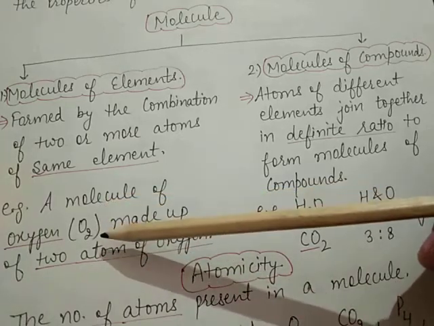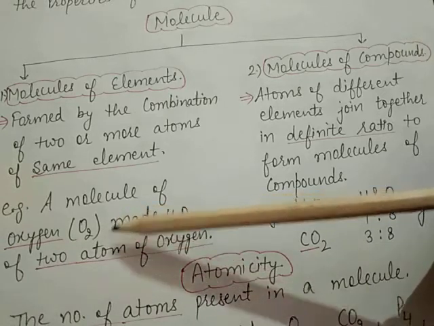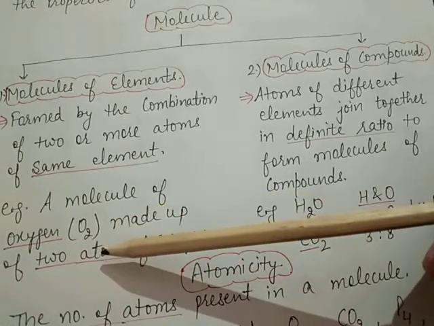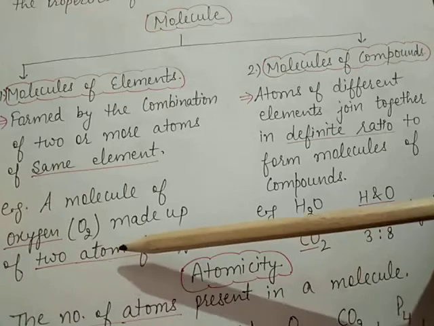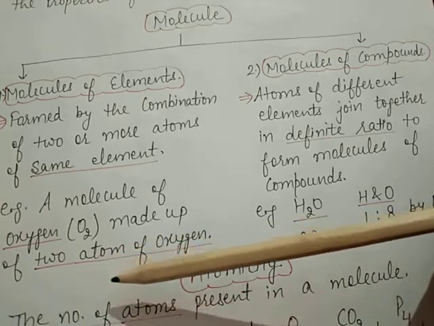Ozone, O3, is made up of three atoms of oxygen. So it is triatomic, which means made up of three atoms.